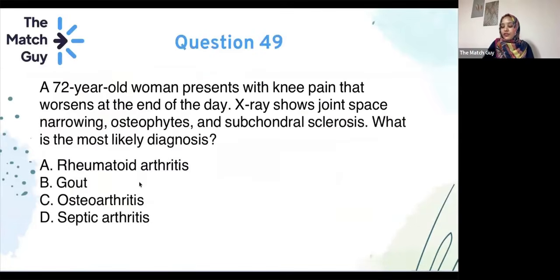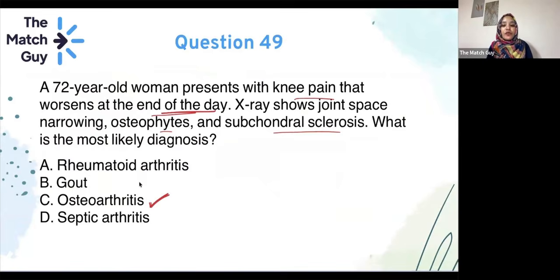Okay, let's try and solve a question. We have a 72-year-old woman who presents with knee pain that worsens at the end of the day. There's joint space narrowing, osteophytes, and subchondral sclerosis. So now we talked about this, right? This is osteoarthritis. And you can see what guided you to this question.